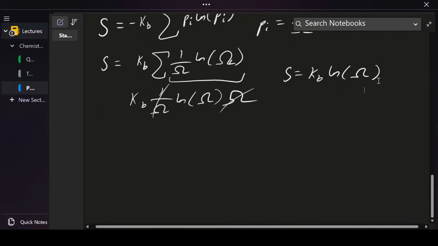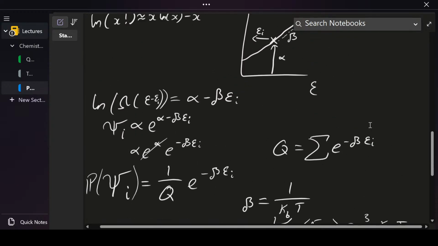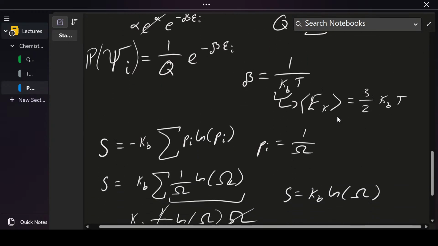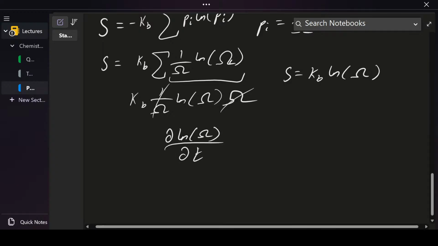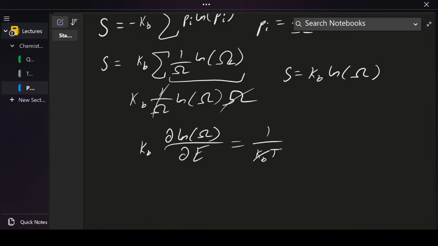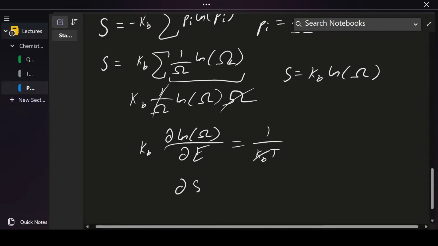And so now I have this formula. You'll note that this ln omega was also seen in this derivative. And so if I multiply everything by kB, this kB ln omega is equal to S, and so I now have the derivative of this entropy function with respect to energy is equal to 1 over T.